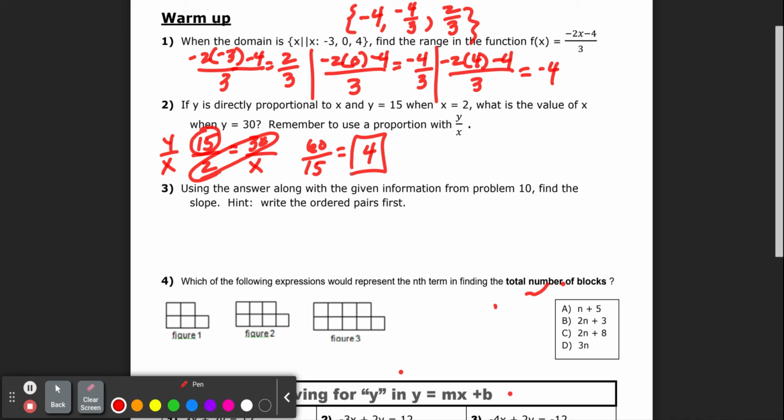Number 3, using the answer along with given information from problem 10, find the slope. Hint, write the ordered pairs first. So our ordered pairs were 2 and 15, and then we had to find x, so that was 4 and 30. All right, so here we go. Circle the second numbers. Then we do our dashed line. I'm going to go right to left just to eliminate the negatives. So 30 minus 15 and 4 minus 2. So that gives us 15 over 2.